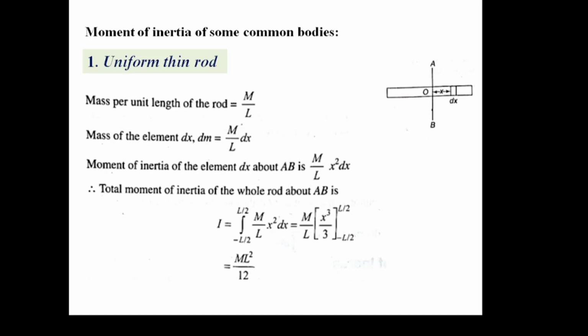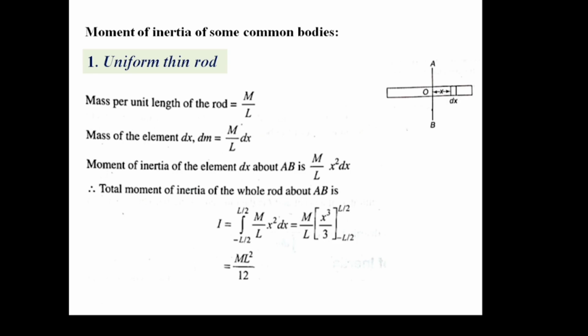Now we will discuss the calculation of the moment of inertia of some known or common bodies. First we will discuss a uniform thin rod. Suppose the rod is rotating about an axis passing through its center and perpendicular to its length. This is the fixed axis AB, the length of the rod is L, and capital M is the total mass of the rod.